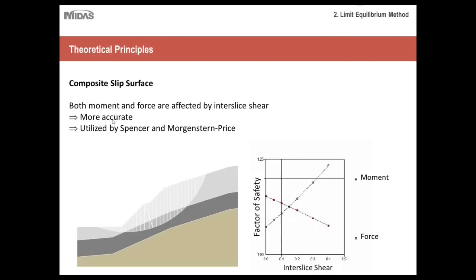So this is the most accurate, and this is the surface that's utilized by the Spencer and the Morgenstern-Price methods. To do the calculations for a composite slip surface such as this is lengthy and harder to do by hand. But once again, if you're using one of those programs that we mentioned, it's really not an issue at all. That was one of the big breakthroughs of numerical modeling in general, is that it made methods such as these much more accessible.